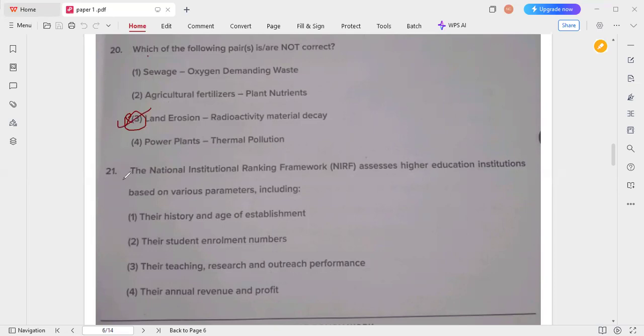Next, the National Institutional Ranking Framework, that is NIRF, assesses higher education institutions based on various parameters, including their history and age of establishment, no. Their student enrollment numbers, no. Their teaching, research, and outreach performance, exactly. And their annual revenue and profit, no. So usually NIRF ranking assesses their teaching, research, and also outreach performance. So option 3 is the correct answer.